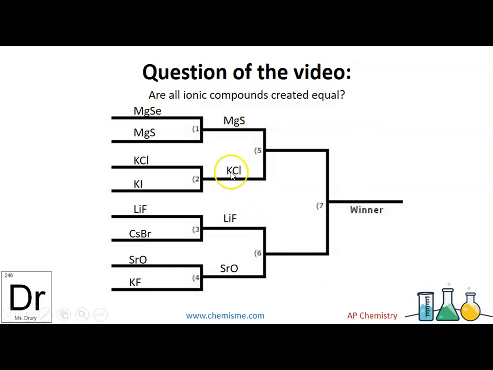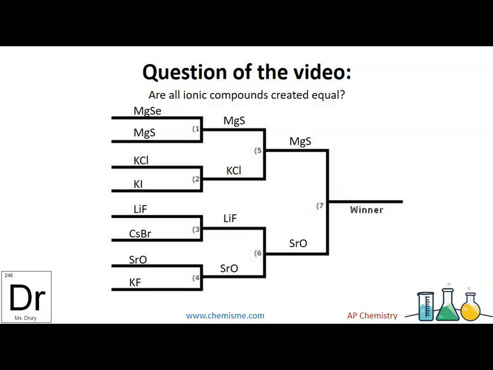For MgS versus KCl, I picked MgS because it has a higher charge ratio. And in LiF versus SrO, again, I picked SrO because it has a higher charge ratio. In our last example, MgS versus SrO, it's a little tricky because they're both charges +2 and -2, which means they're both trading 2 electrons. Now it comes down to size.